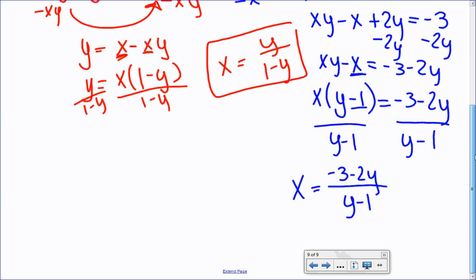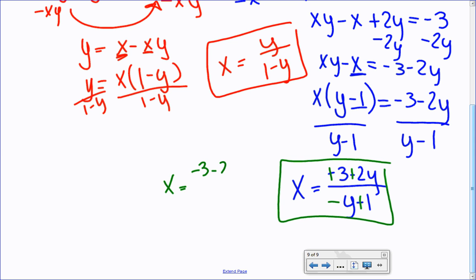Okay, this may be another example where you're thinking, gosh, there's a lot of negatives here. I don't really like the way that looks. If that's the case, again, you can negate every single term. So you're making every single term the opposite. So instead of a negative 3, we'll have a positive 3. Instead of a negative 2y, positive 2y. Negative y, and a positive 1. So this is also a possible solution. Okay, so you can have either x equals negative 3 minus 2y over positive y minus 1, or you can have positive 3, positive 2y, negative y, and positive 1. Either way. Okay, thanks a lot.